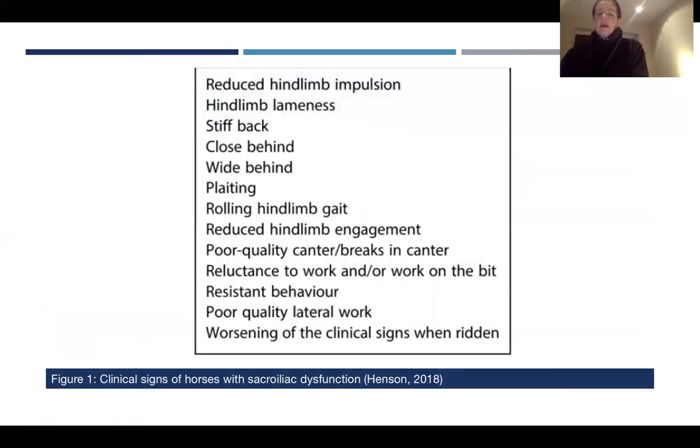This is a snippet taken from a research article which just states some of the commonly seen symptoms in horses with sacroiliac joint dysfunction, but I've gone over quite a few of them already.